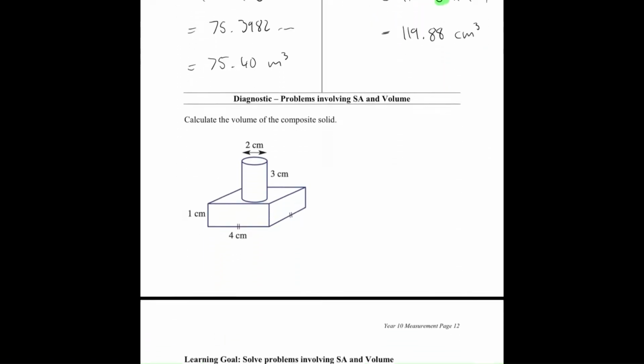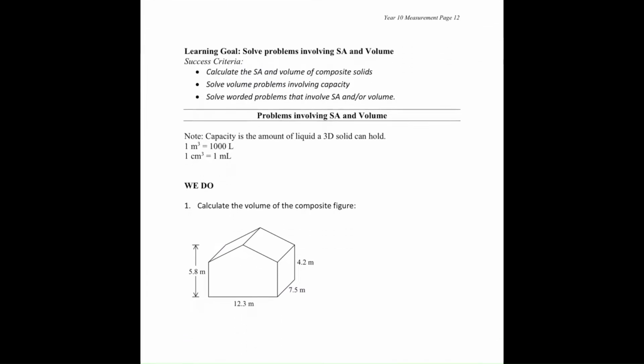Okay, we're going to jump into this final lesson, which is putting together everything we've looked at for the last little while. We're going to find the surface area and volume of shapes that are made up of multiple shapes.